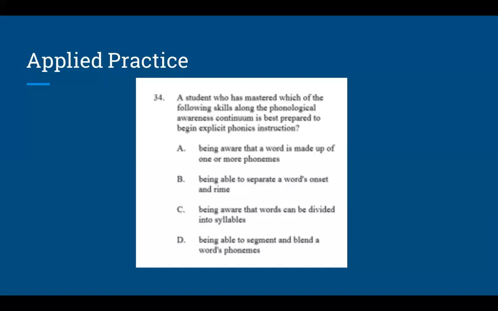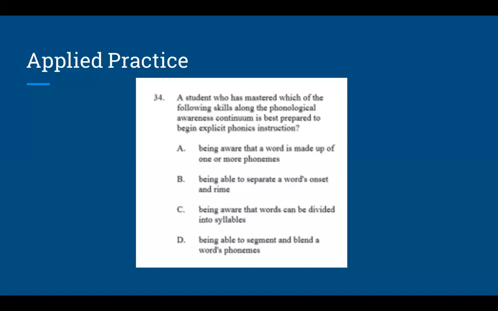So B then is being able to separate a word's onset and rhyme. So again, that's a pretty basic skill, but it happens before phonemic awareness, which is the highest level phonological awareness. So I'm going to go ahead and just keep reading my answers.